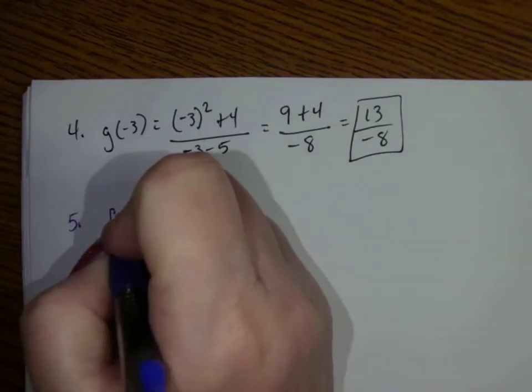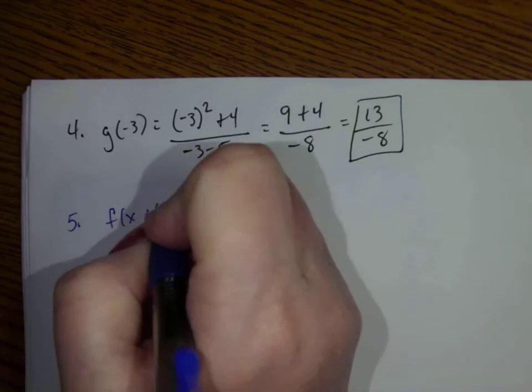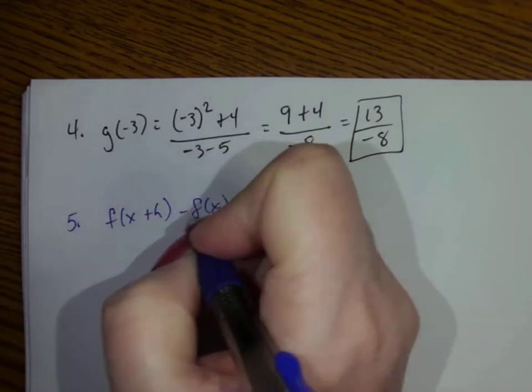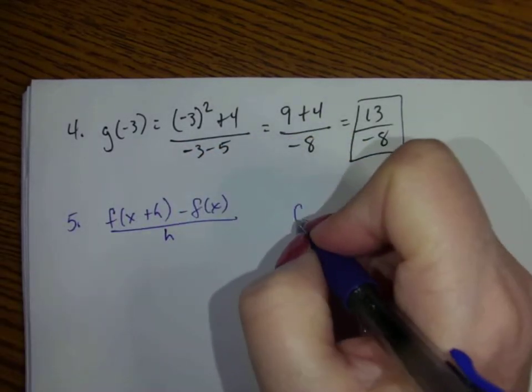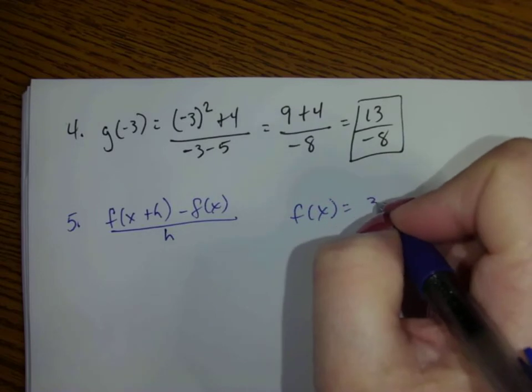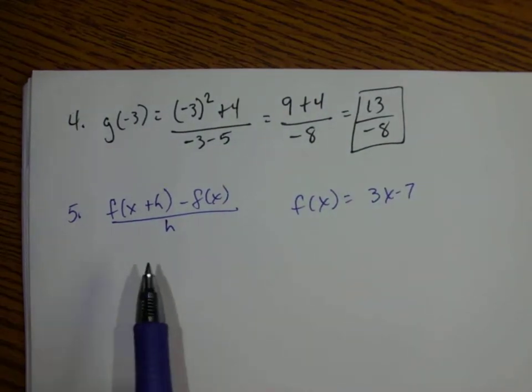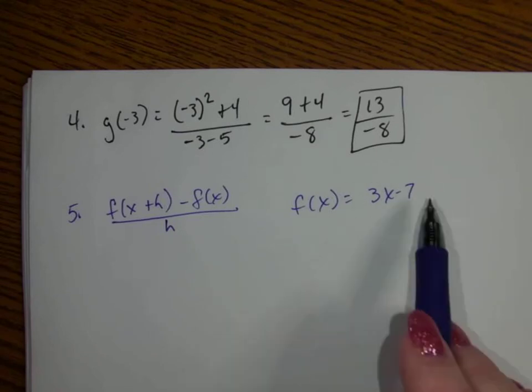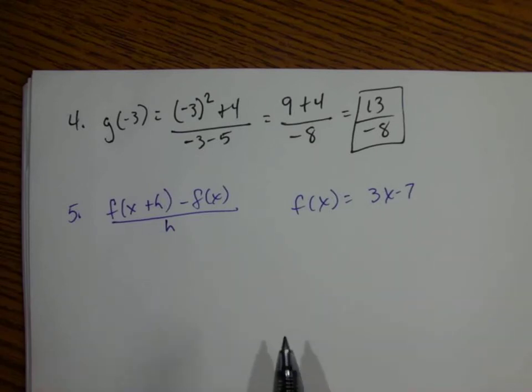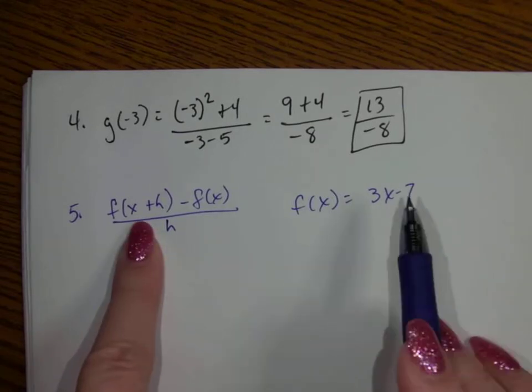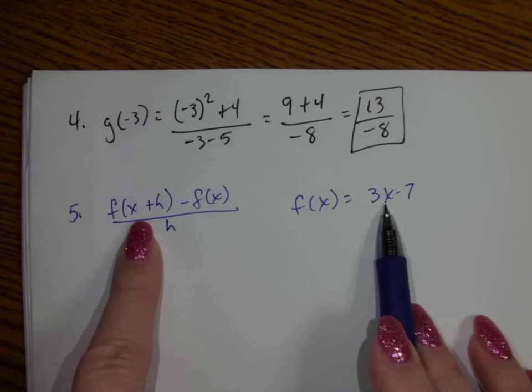So I'm going to write what we're doing. Our f of x is equal to 3x minus 7. All right, so you can do this in multiple steps, but because this one doesn't have a square, I'm just going to plug everything in. What this first part means is instead of x, we're going to have x plus h.